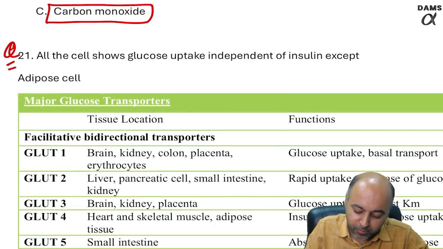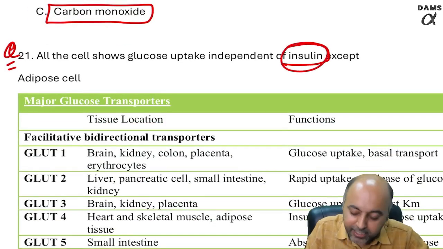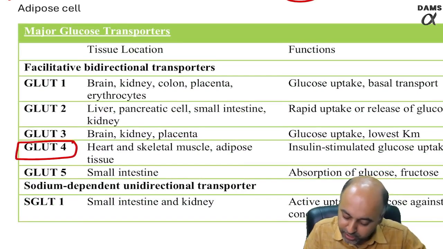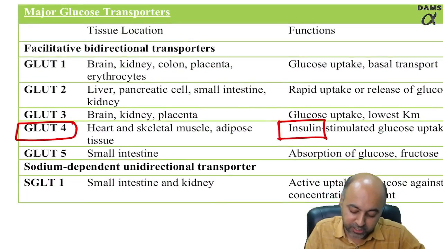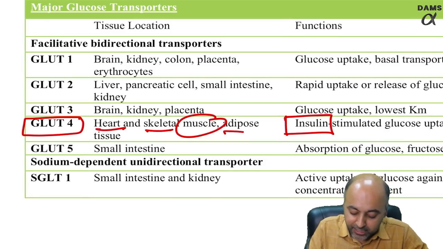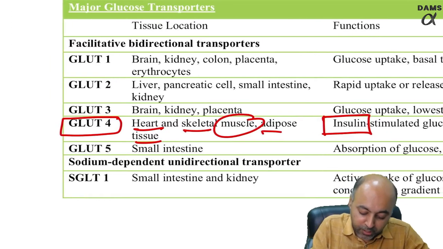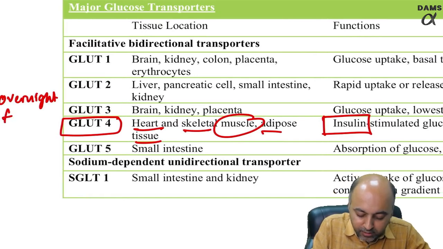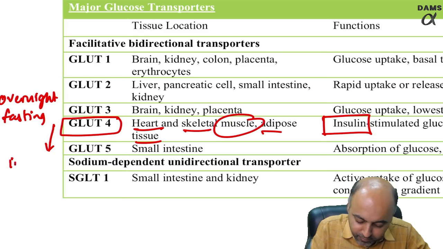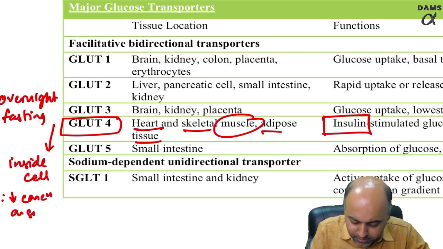Again, we are getting question about the insulin dependent and insulin independent uptake. What you have to remember, that GLUT4 is the one which will be affected by the insulin. GLUT4 is present in the muscles, whether it is cardiac muscle or skeletal muscle, and the adipose tissue. Second point, when there is overnight fasting, these receptors will go inside. So what will happen? There will be decreased concentration on surface.